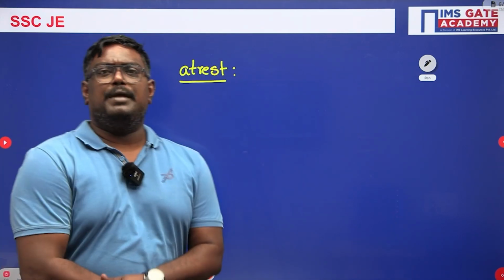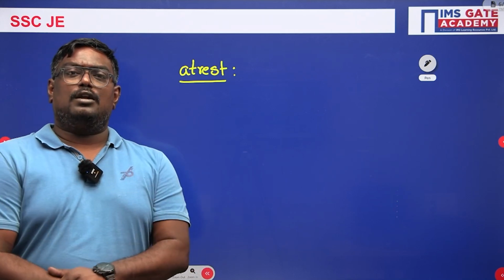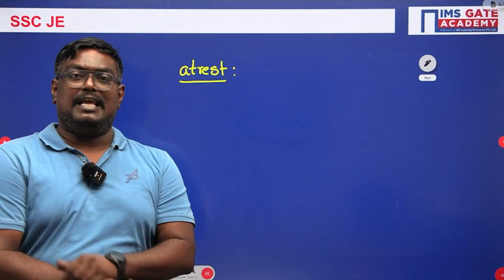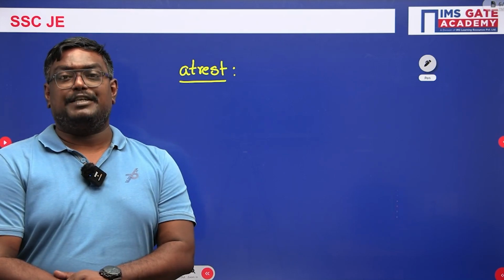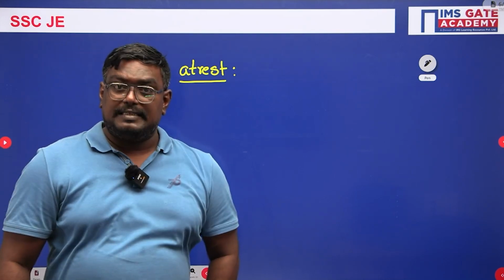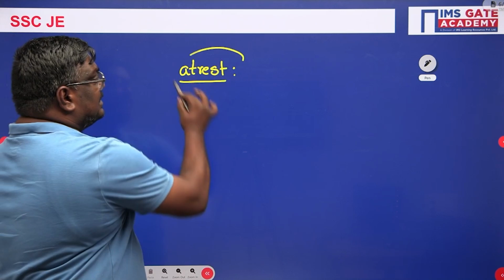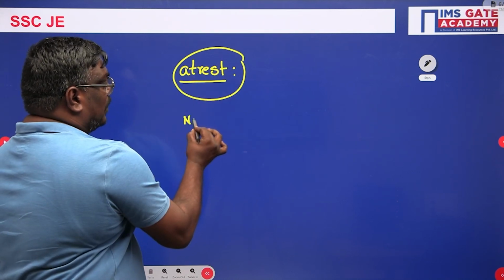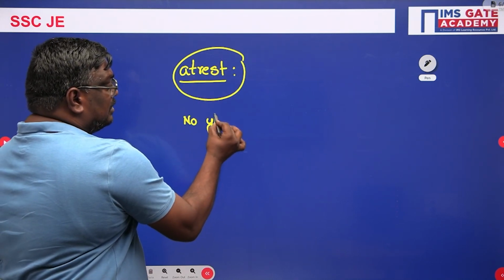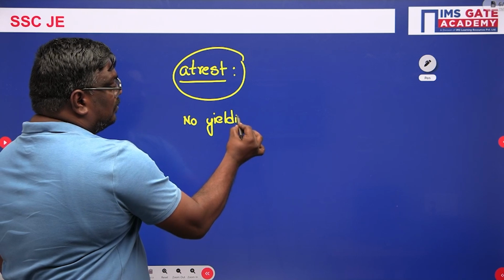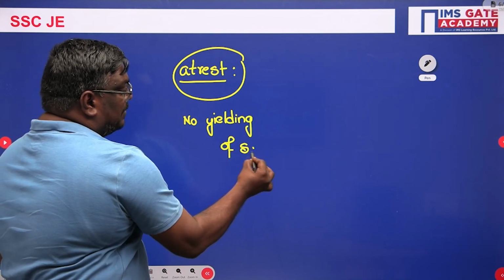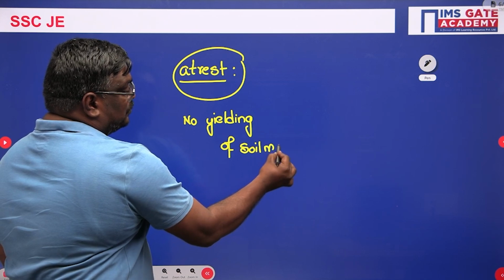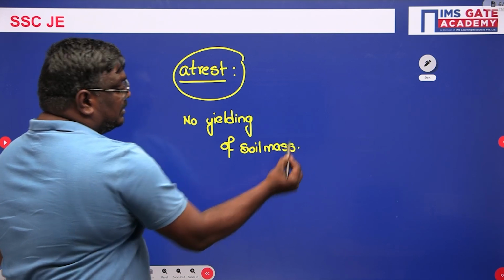Now, what do you mean by at rest pressure? When the wall remains stationary, or you can say when there is no wall movement, we say that the earth pressure is at rest pressure. So you can say, my dear students, at rest pressure there is no yielding of soil mass. As there is no yielding of soil mass here, students, the strain will be zero. The strain will be zero.